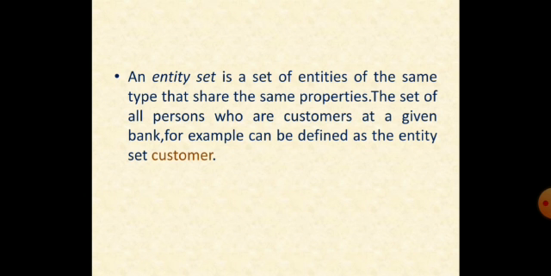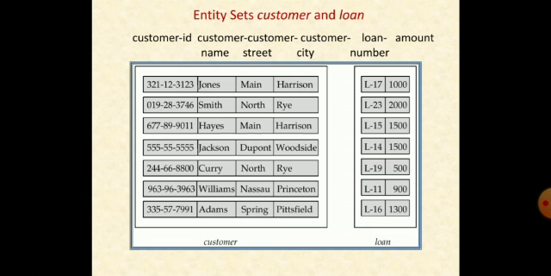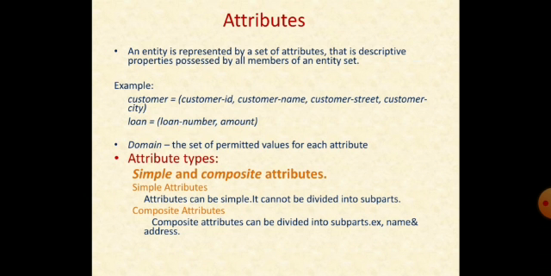An entity set is a set of entities of the same type that share the same properties. For example, the set of all persons who are customers at a given bank. So this diagram explains the entity sets customer and loan. Here customer is an entity set, the set of all customers who have an account, and loan is also an entity set, the set of all loan numbers and amounts of loans taken. So this is an example of an entity set. Customer is one separate entity set and loan is another entity set.